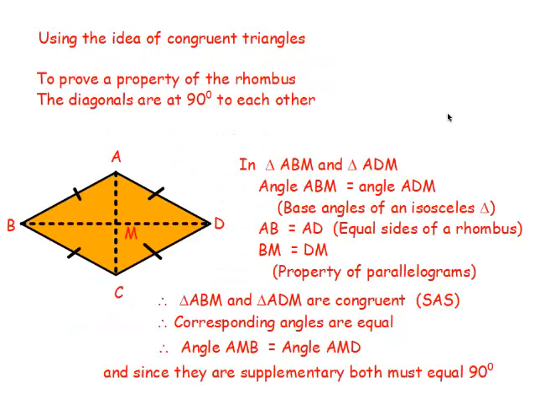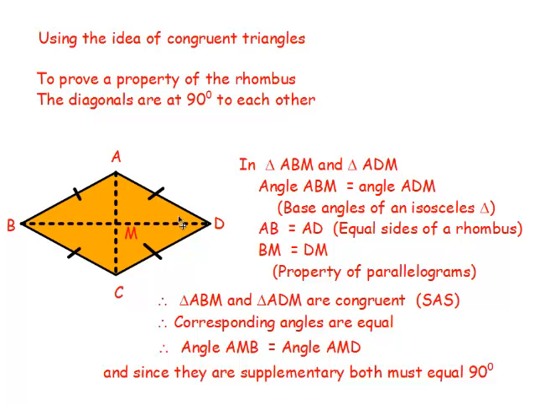Here's another proof. This one I'll just talk you through, but we've learned a property of a rhombus is that the diagonals are at 90 degrees to each other. The angle between these two diagonals is 90 degrees. Again, you've learnt that by experience, but here's a proof. If you compare triangle ABM with triangle ADM, then angle ABM is equal to angle ADM.